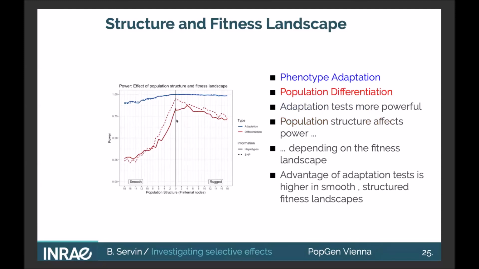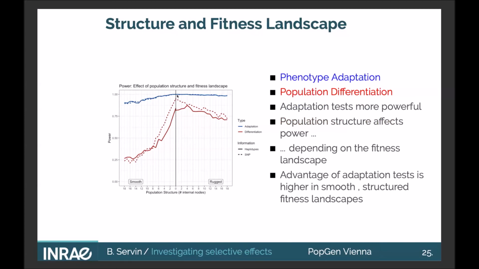So here on the x-axis, you have the number of internal nodes. When 0 is in the middle, that's the star-like shaped tree, where there is no structure. When you go to the right, you have more internal nodes, so more population structure, under the rugged landscape. And when you go to the left, you have more population structure, but under the smooth landscape. And this is in a situation where we have power with the adaptation test.